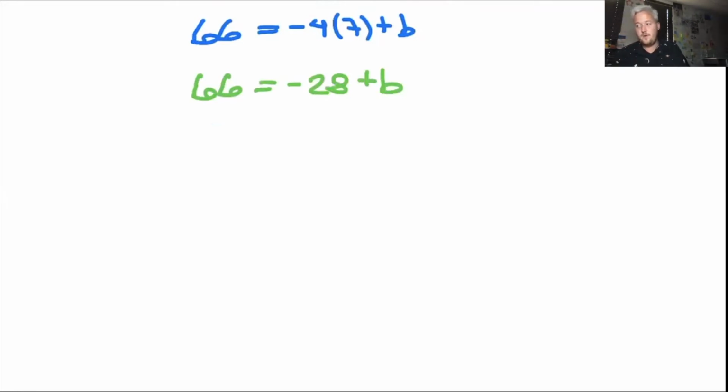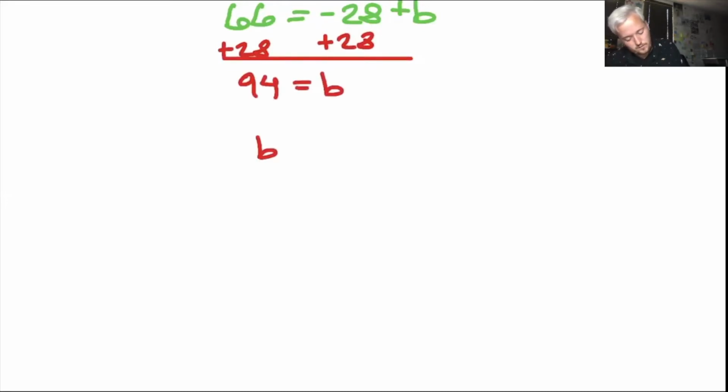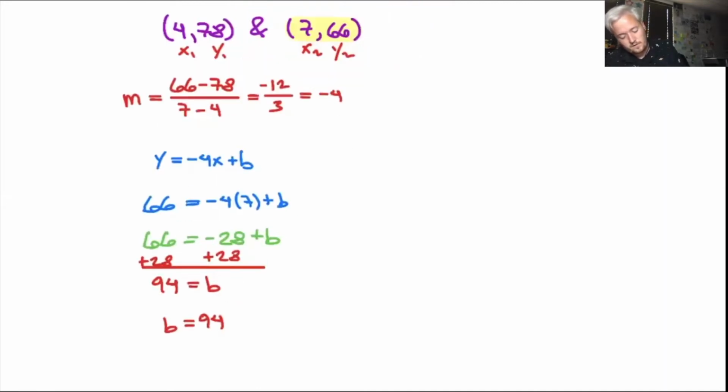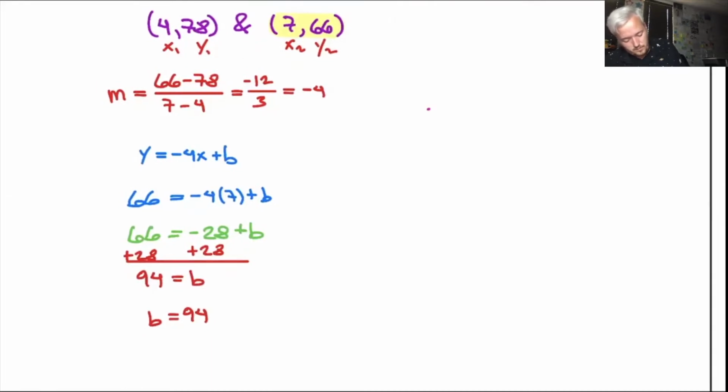And now I want to move over that 28. So if I add 28, it's going to give us 94. So our b value is 94. So I'm going to take the slope and the y-intercept, that b value, write my equation. So y equals negative 4x plus 94. So that's my equation.